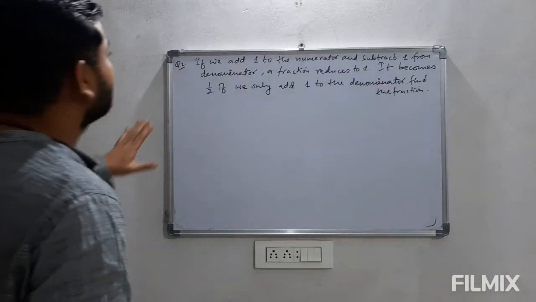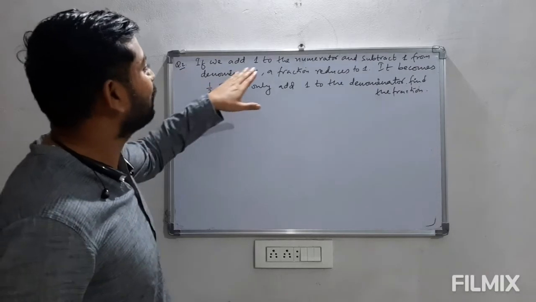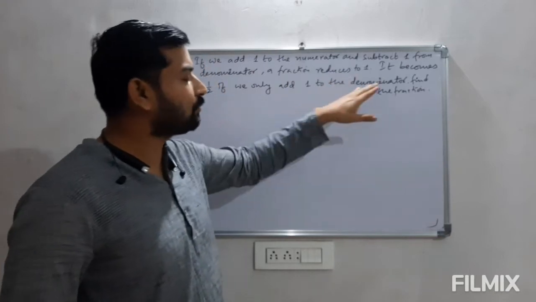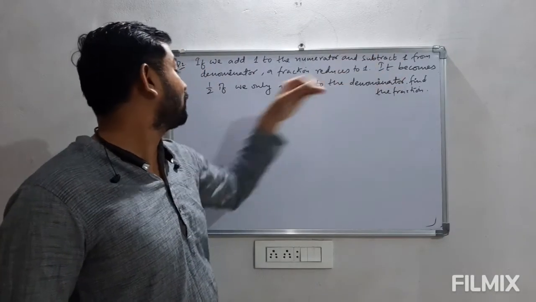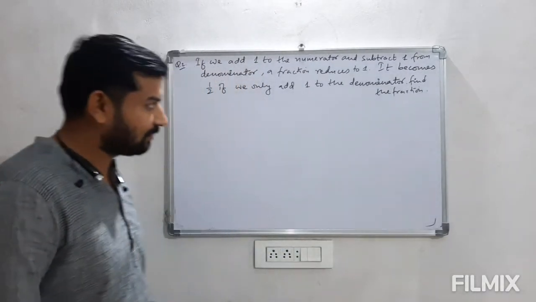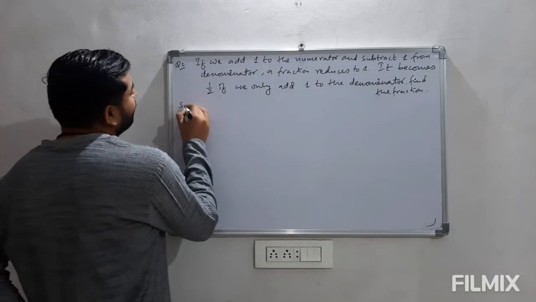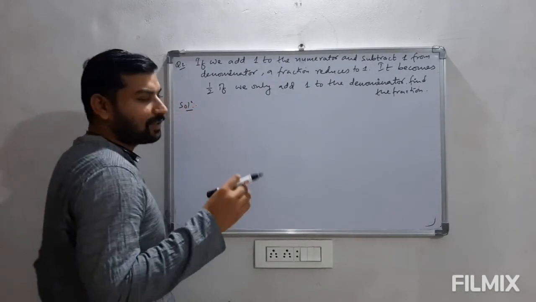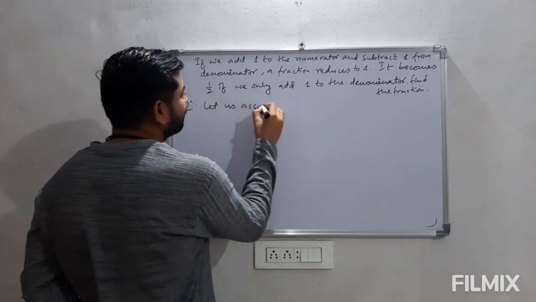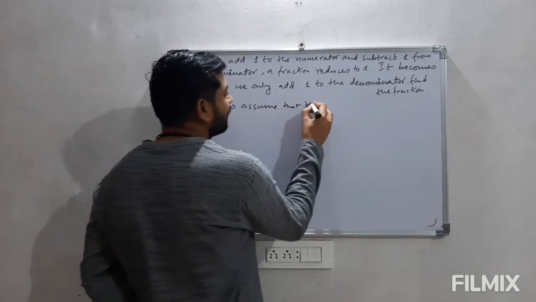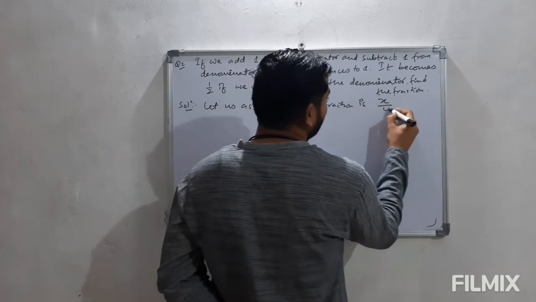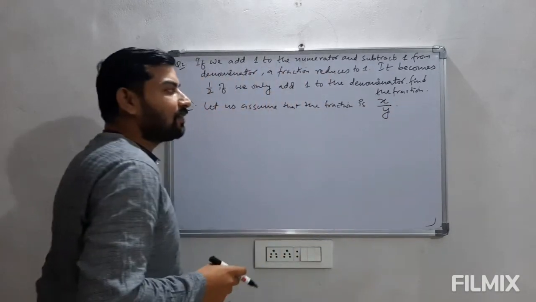Second question I am taking here. If we add 1 to the numerator and subtract 1 from the denominator, a fraction reduces to 1. It becomes 1 upon 2 if we only add 1 to the denominator, and we have to find the fraction. As you all know, any fraction is in the form of numerator upon denominator. So let us assume that the fraction is x upon y, where x is the numerator and the denominator is y.